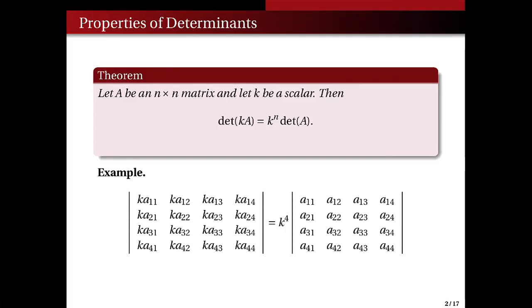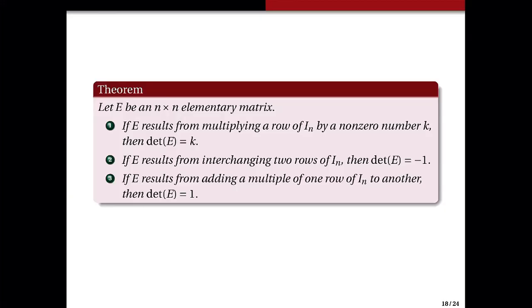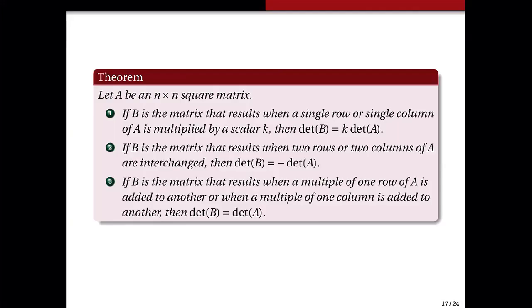So let us look at that. I guess it's this one here. If the matrix B resulted from multiplying a single row or single column of A by a scalar K, then the determinant of B is equal to K times the determinant of A. So we have a K here, okay? And this K was multiplied to a single row or a single column, okay?